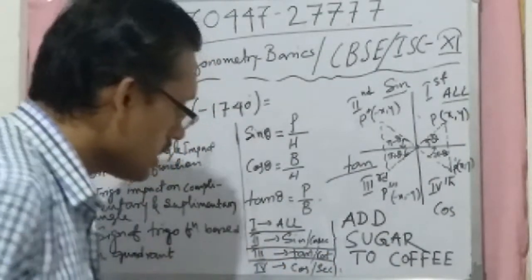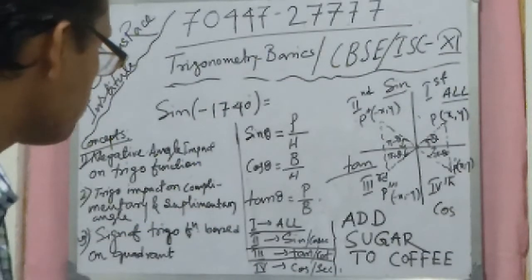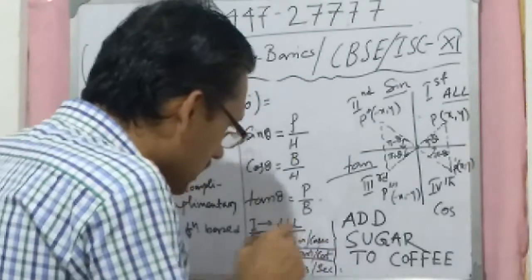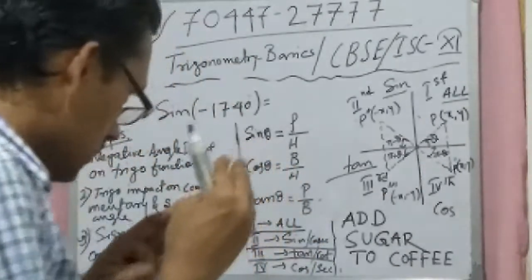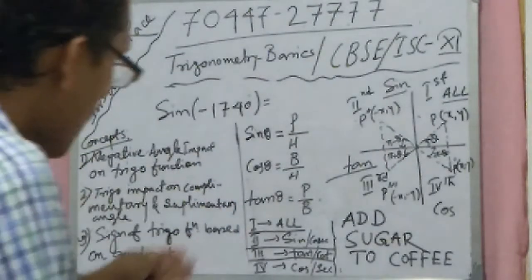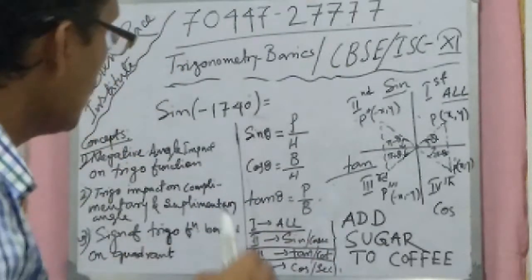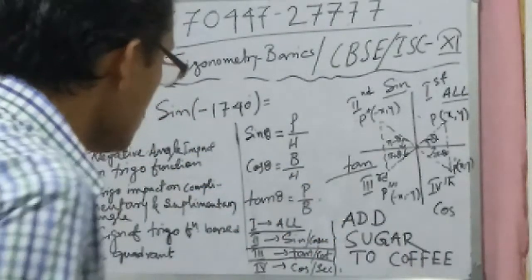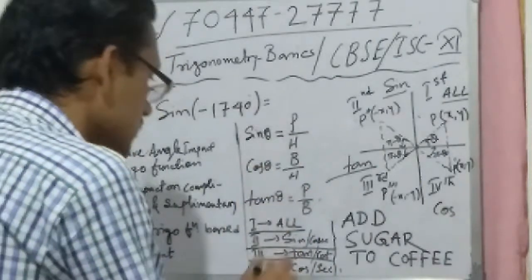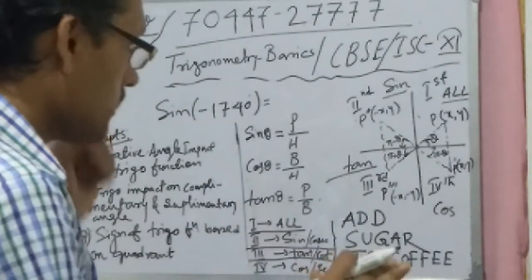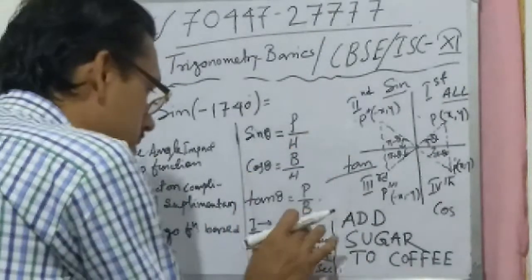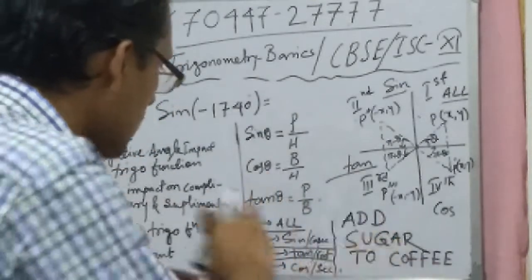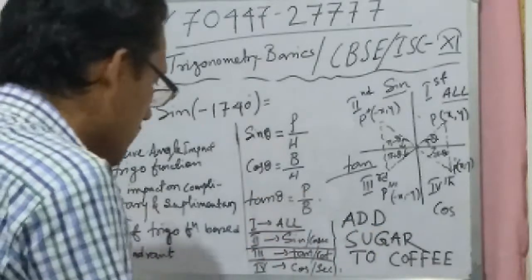Sine and cosec are positive in the second quadrant, which I have written. The rest of the expressions are negative, which I haven't written over there. So only sine and cosec are positive here. The rest of the trigonometric expressions are all negative in the second quadrant. In the third quadrant, only tan and cot are positive. The rest of the trigonometric expressions are negative.